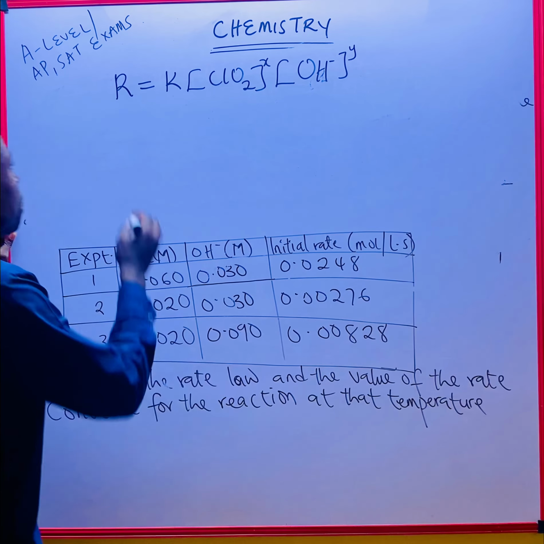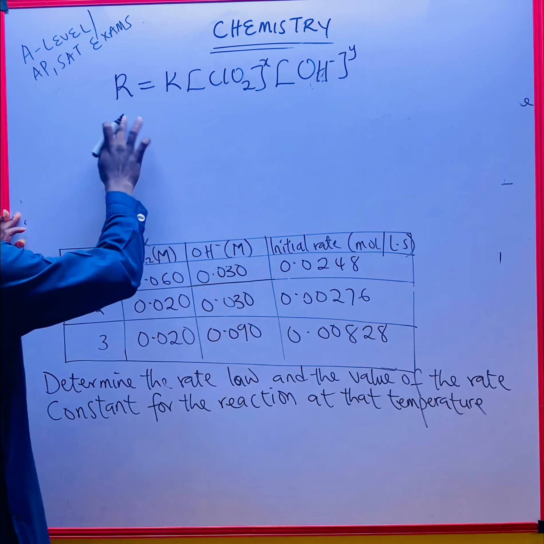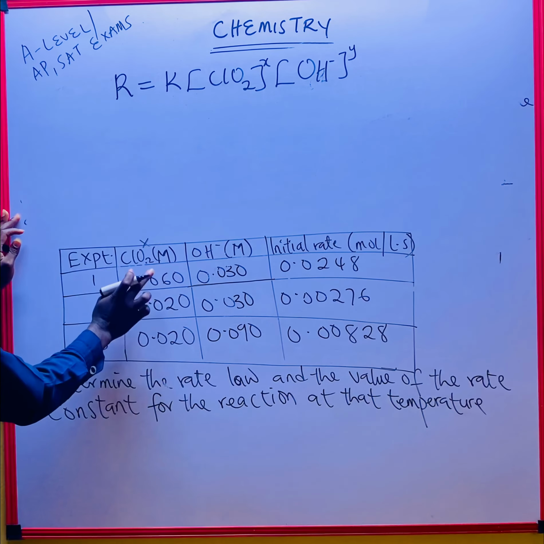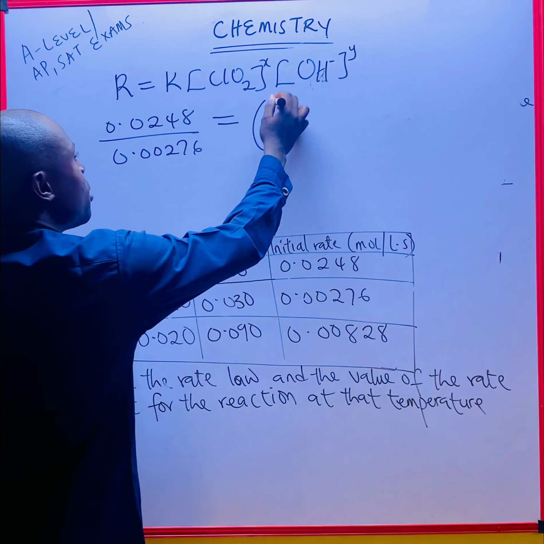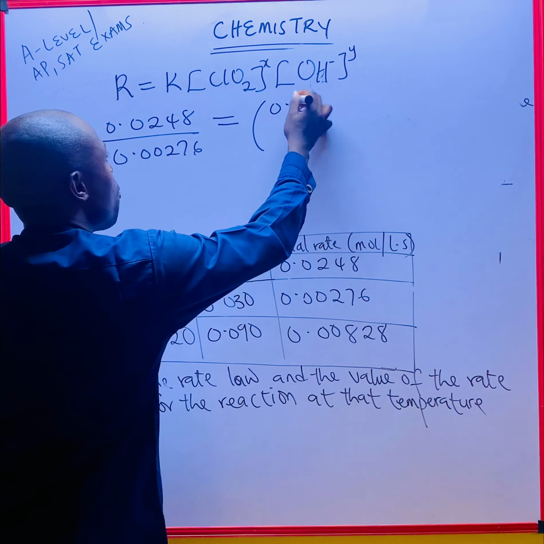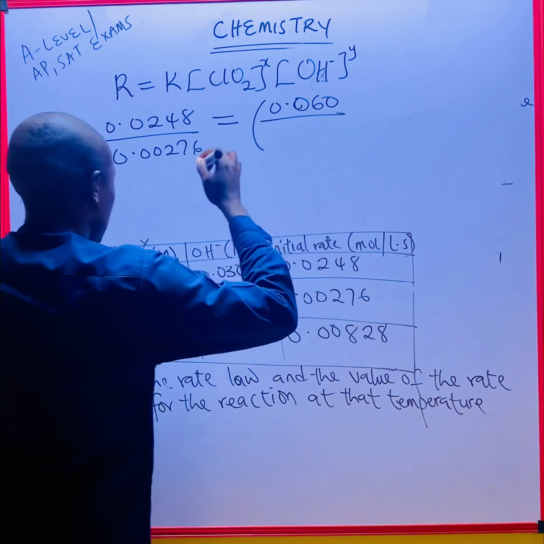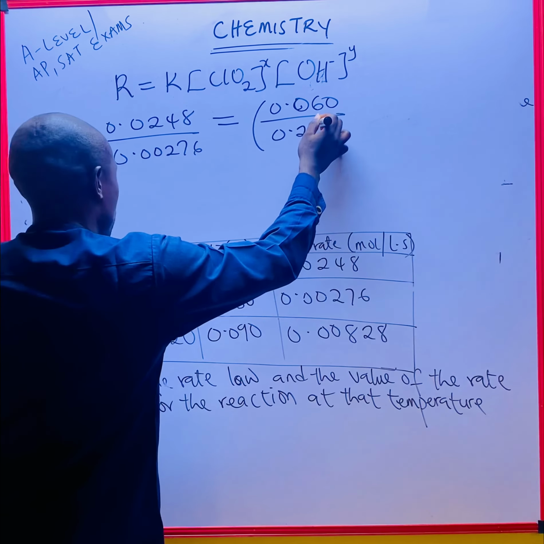So I come here to say the rate. Remember, rate first will come. This higher one here, this one that is bigger, we always put first. So you come here and it becomes 0.0248 divided by 0.00276 is equal to, put it in brackets for this one now. Here is 0.060, 0.2.